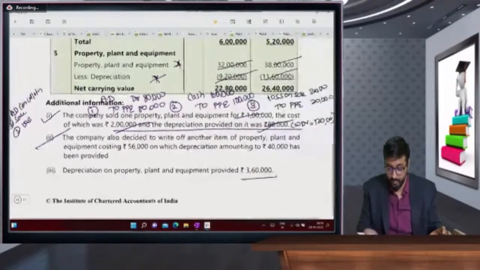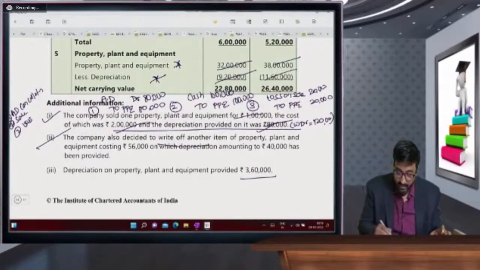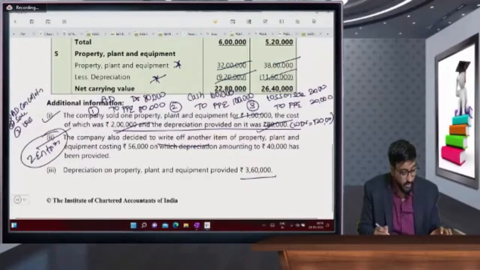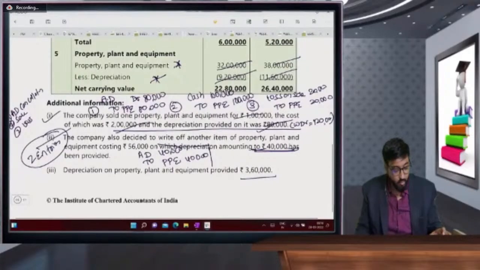Similarly here, discarded, write off. So second entry will not be there. That is the cash received entry. How many entries are there? Yes, 2 entries. Very good, 2 entries. What is the first entry? AD to PPE. So till now 40,000 AD is transferred. AD to PPE. And what is the second entry? P&L account debit to PPE 16,000. That is a WDV. IMP.